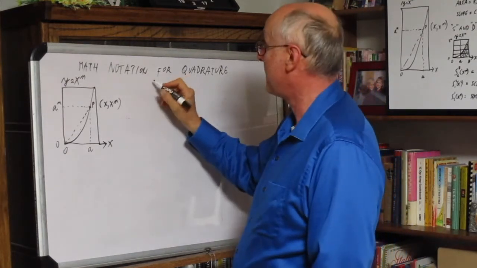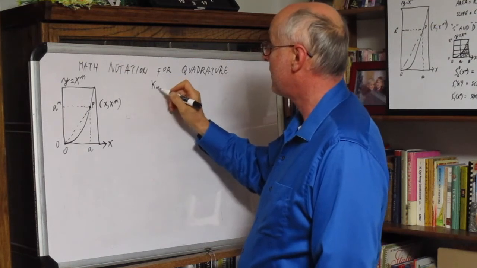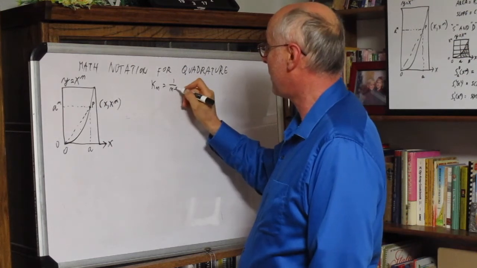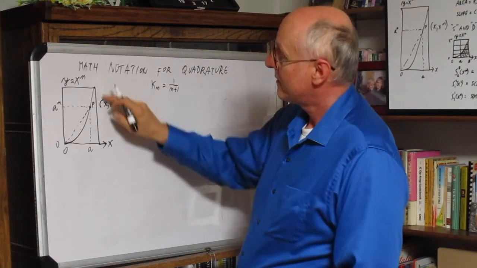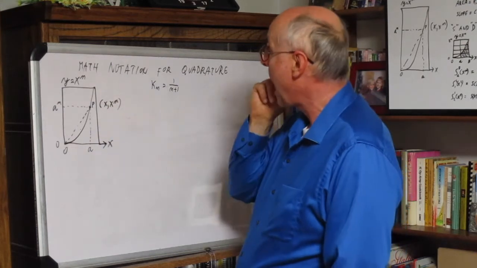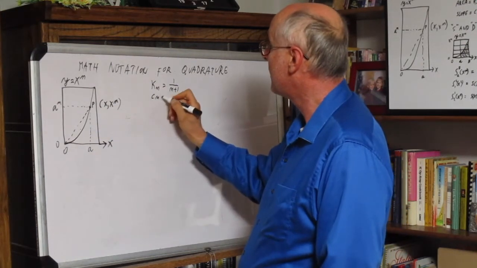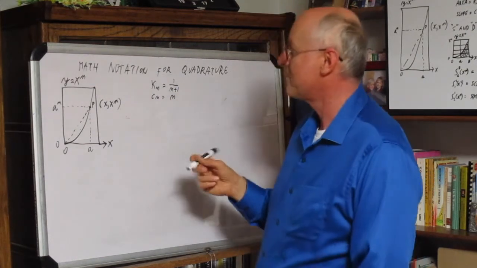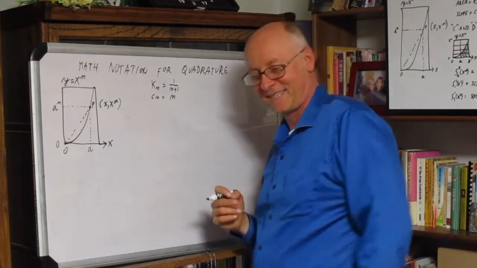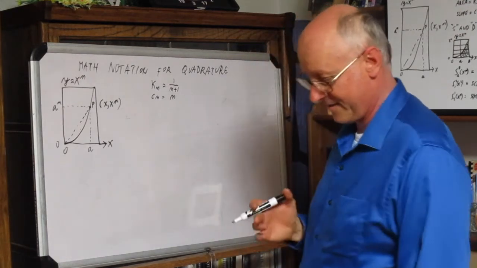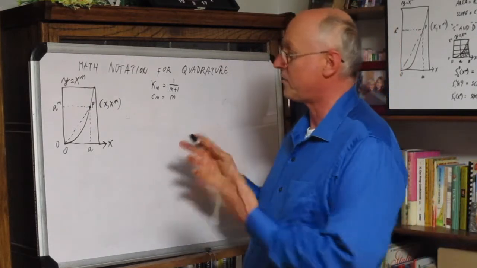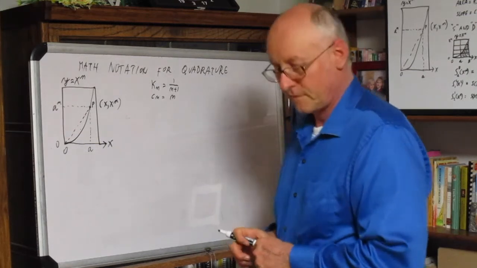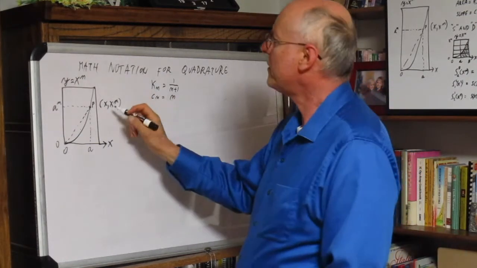We proved last time that k sub n, our area factor for n, equals 1 over n plus 1. And c sub n equals n. We proved that last time, and I thought it was a really nice way to derive it. There's a lot of similarity between the way the areas and the slopes work. So here's our basic setup.